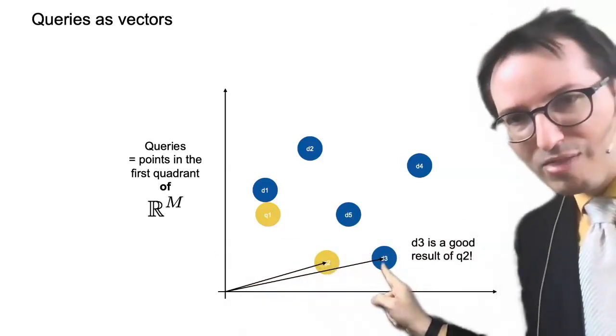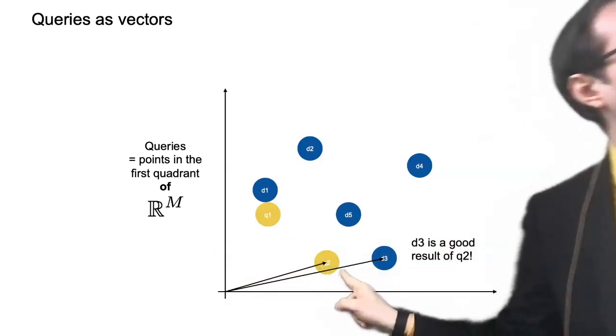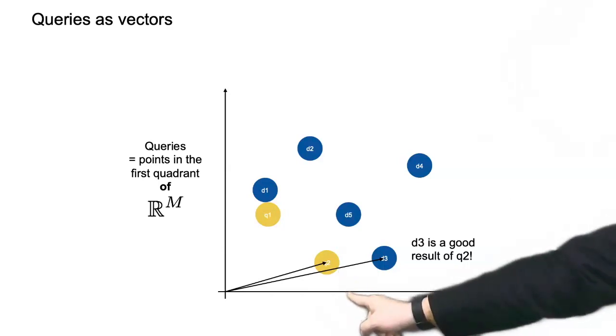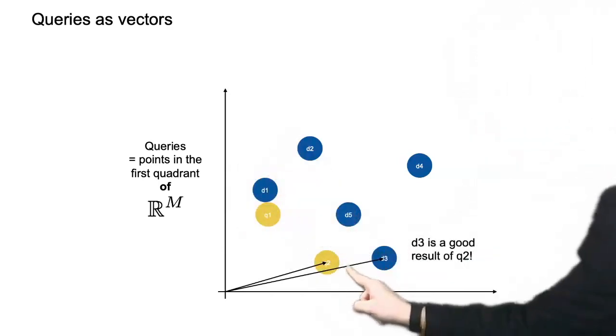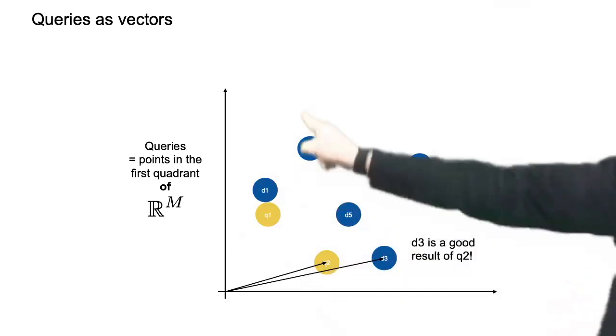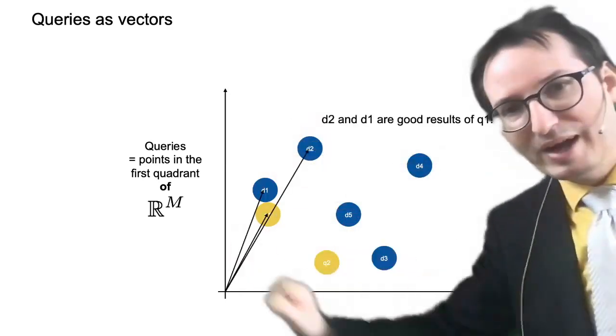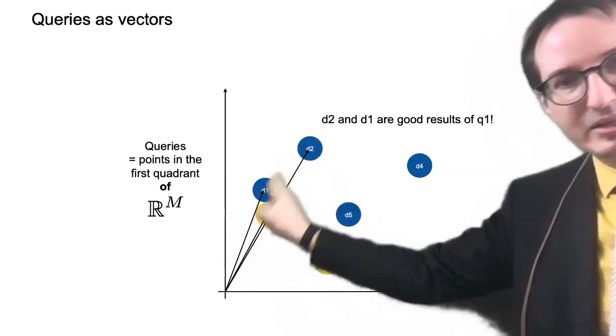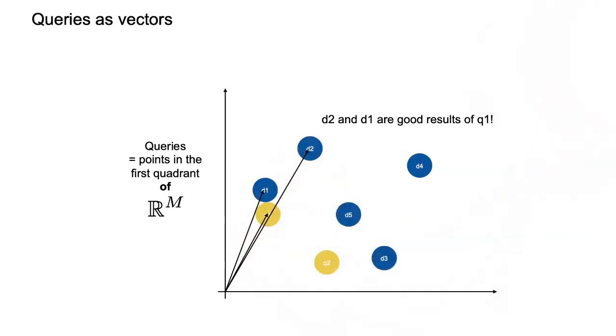But do you agree that D3 is a good result for Q2? And that D2 would not be a good result for Q2 because it's farther away in terms of angle. Likewise, Q1 would have D1 and D2 as good results. Who starts getting the intuition of that? Very good. So you see, we are looking for the documents that have an inner product as close to 1 as possible with the query.